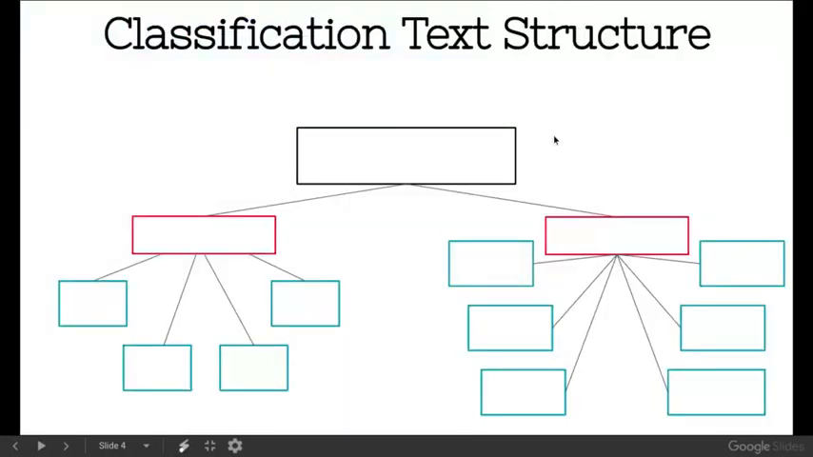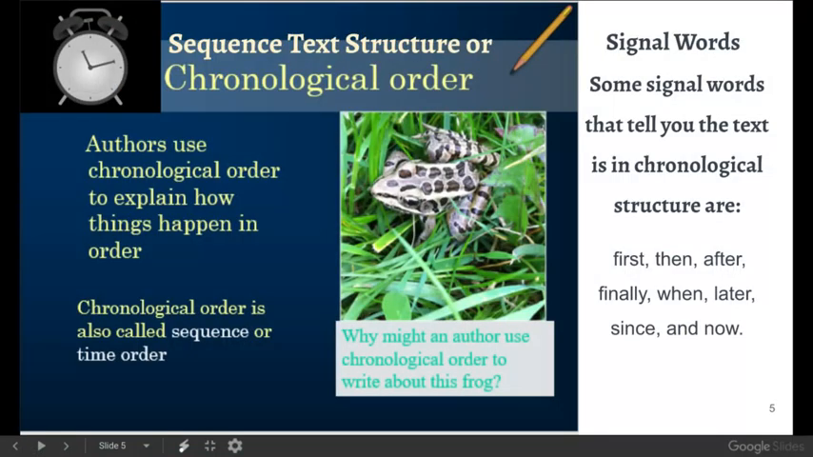The second text structure that we will be using is chronological. The word chrono means time, or sequence. So this text structure would be organized in order by sequence or by time, and explains how things happen in order. Chronological order is also called sequence or time order.